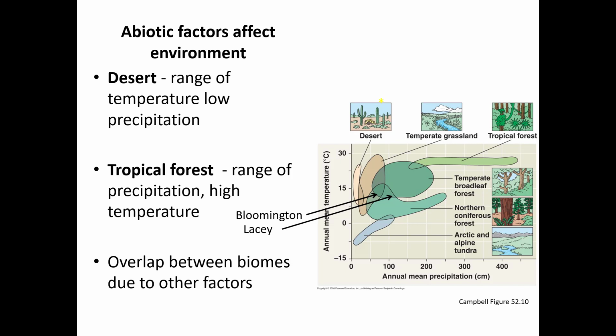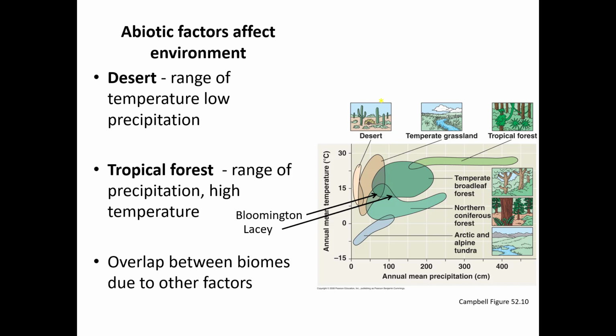It really depends on a couple things. For example, how many fires there are. When Native Americans cultivated the land of Bloomington with fire, it turned into a temperate grassland. As settlers began planting broadleaf trees, it became a temperate broadleaf forest.